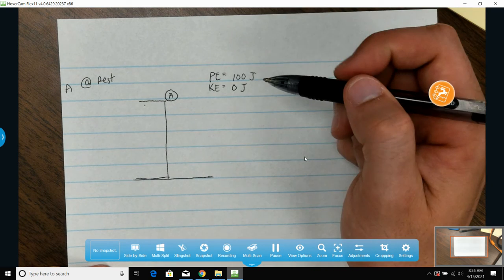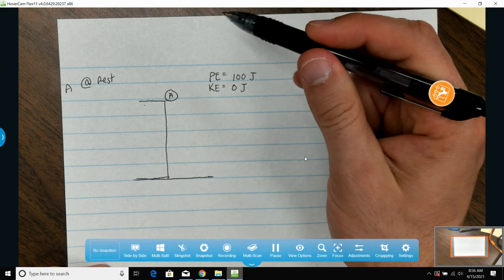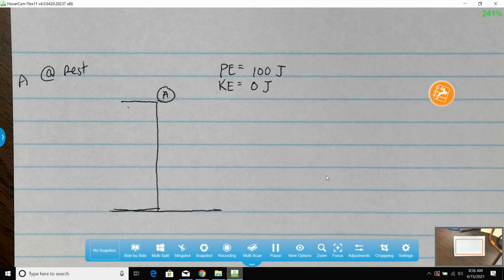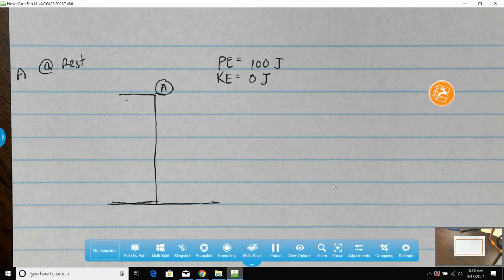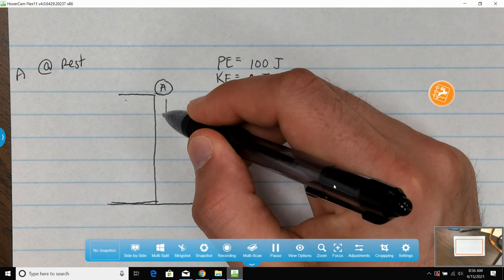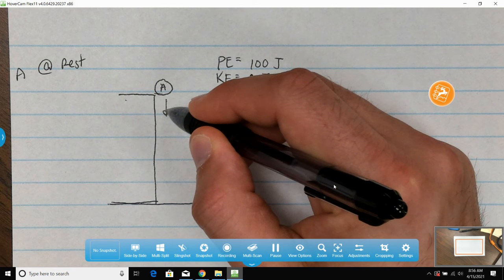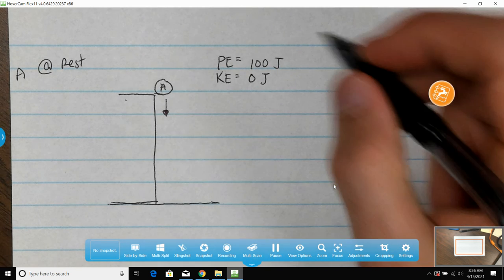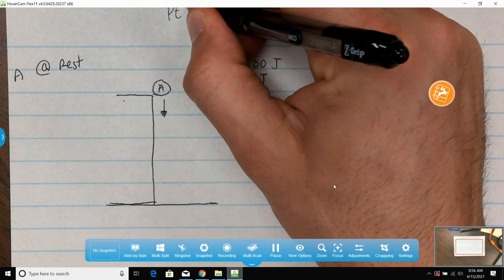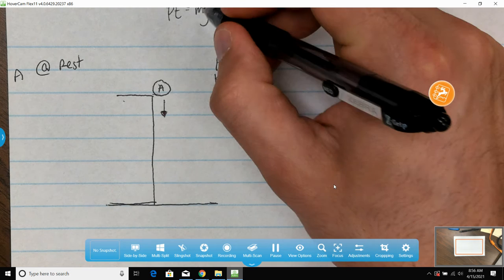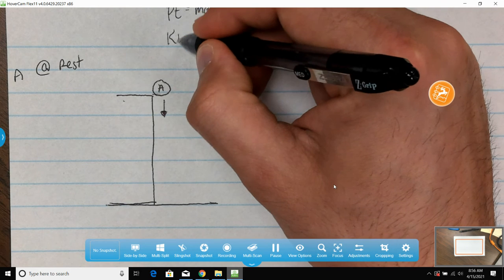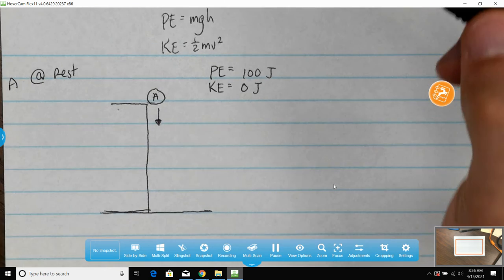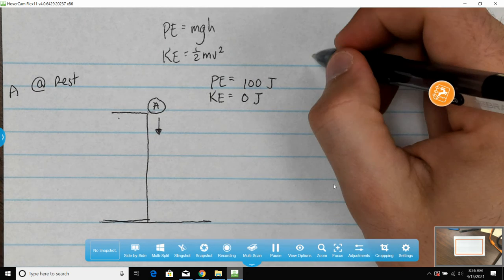Now, if I let this go, what's going to happen? What is gravity going to do to the ball? Yeah, it's going to cause it to fall down, right? So as this thing falls, what is happening to the height? The height is decreasing, right? So potential energy is mass times gravity times height. Kinetic energy is 1/2 mv squared. And there's a thing for mechanical energy.